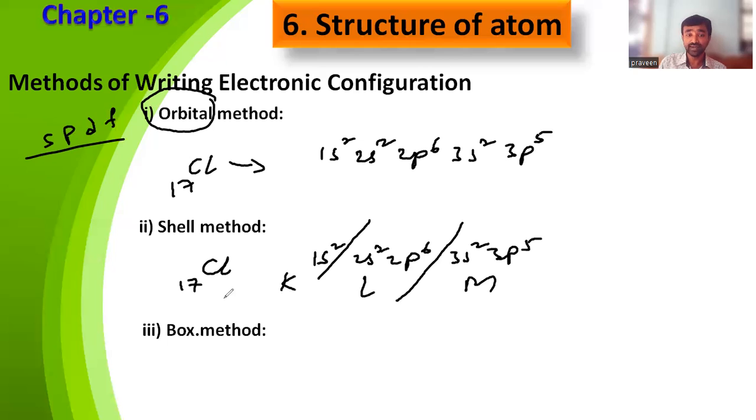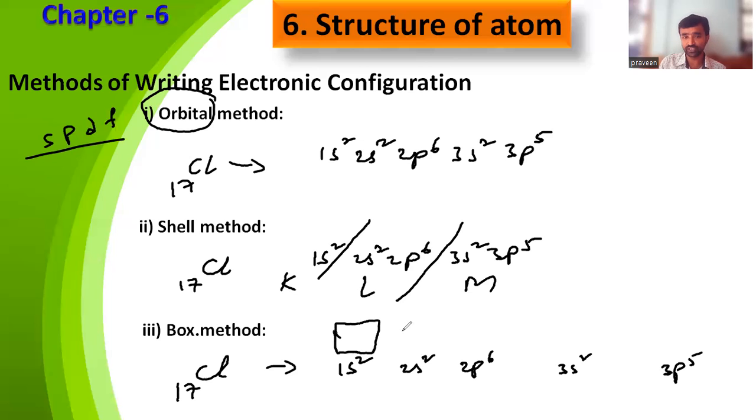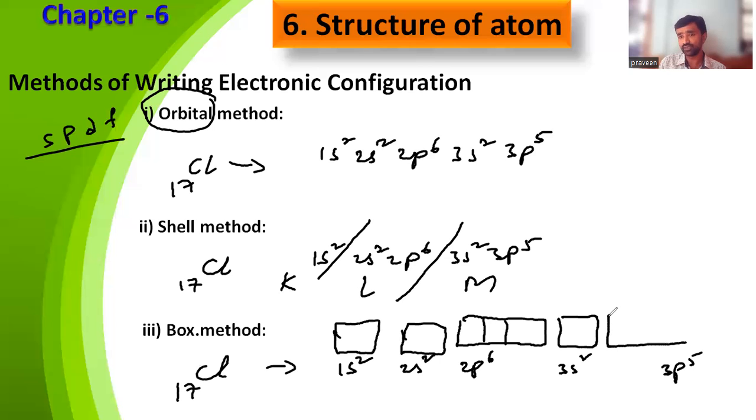Next is the box method. The same atom I am selecting here, chlorine with atomic number 17. Box method I am following here. 1s2, 2s2, 2p6, 3s2, 3p5. So 1s has only one degenerate orbital. 2s, one degenerate orbital. 2p, three degenerate orbitals. 3s, only one degenerate orbital. 3p, 3 degenerate orbitals.